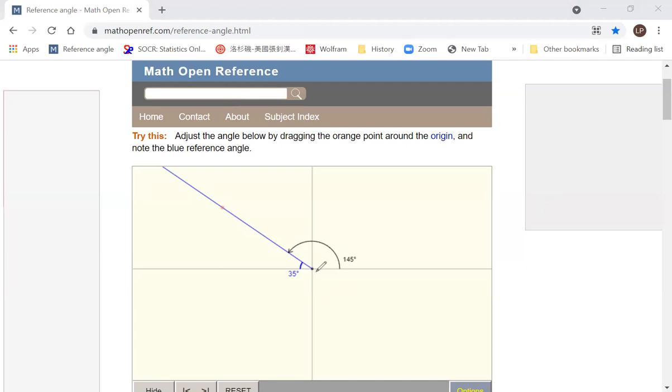Which one? This is the terminal, right? Between the terminal and the x-axis, there are two angles. One is a 35-degree angle, and the other one is this one. Right? Do we have another one?